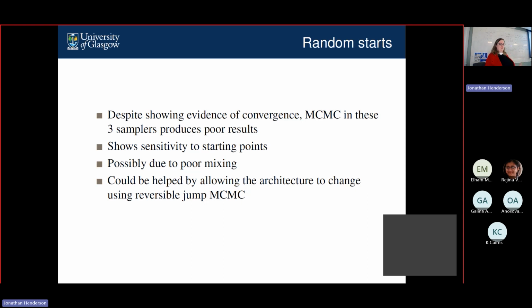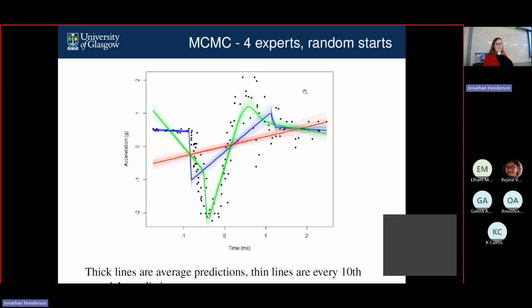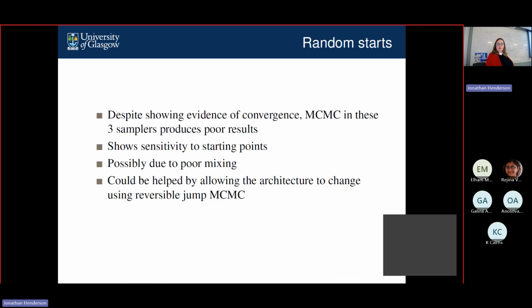And it's probably the fact that they're not mixing across the different modes of the likelihood. For example, that red one basically fixed in one mode where everything was in one expert, and didn't move to any of the other modes where there was more spread of observations in different experts.